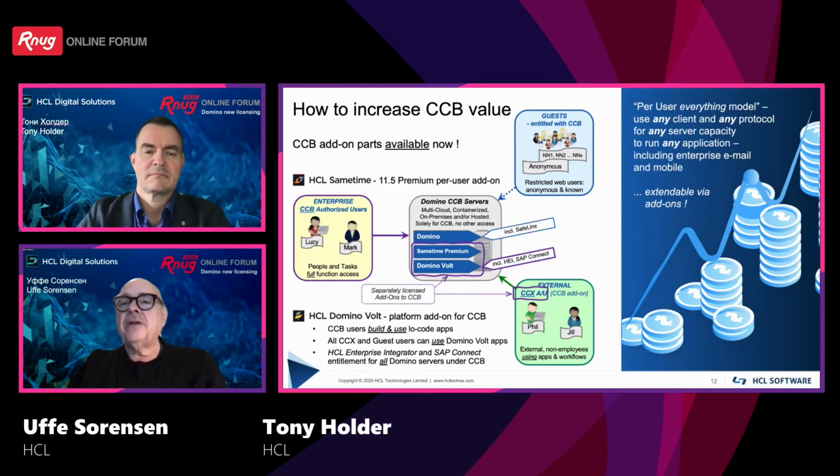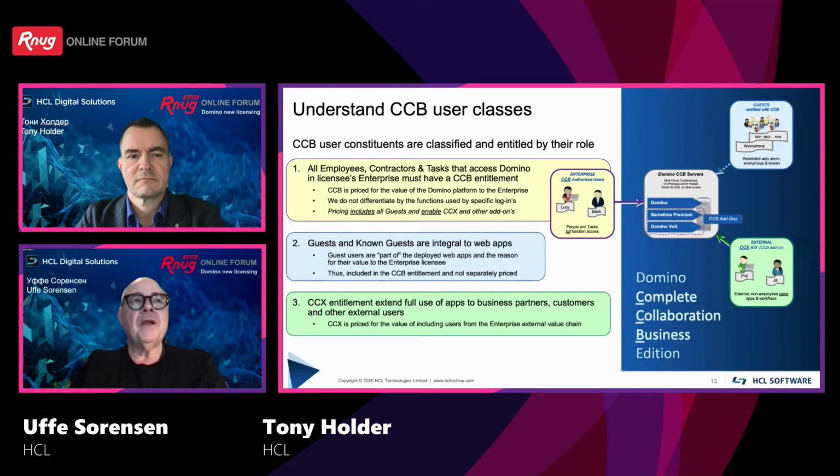So let me try to go through a little bit more about the user constituents here. We really think that there are three classes of users here, all part of the CCP model. First of all, employees, contractors, any tasks that access a Domino in your enterprise must have a CCP entitlement. This is not a function entitlement or function pricing. It's simply a price for the platform.